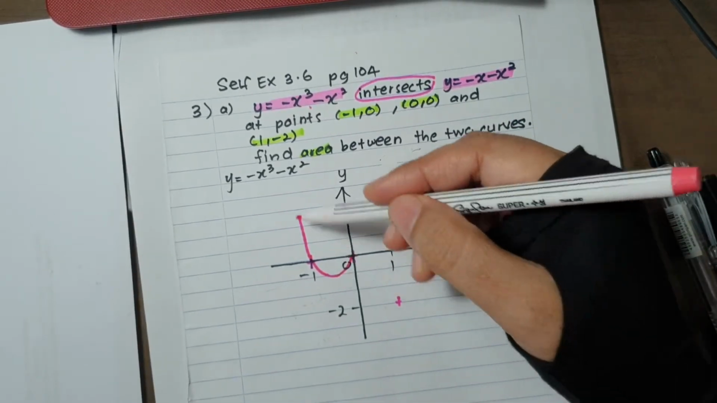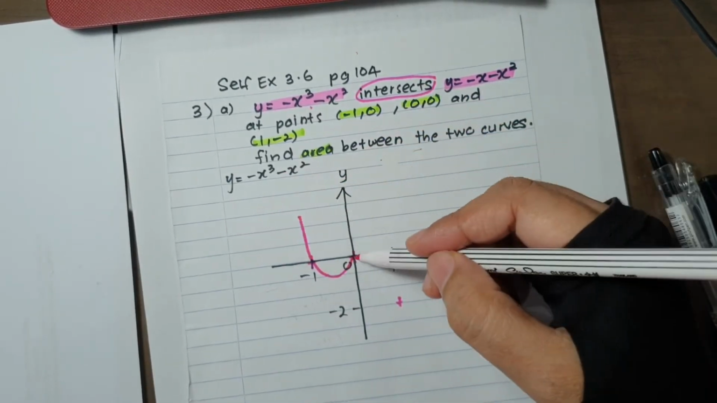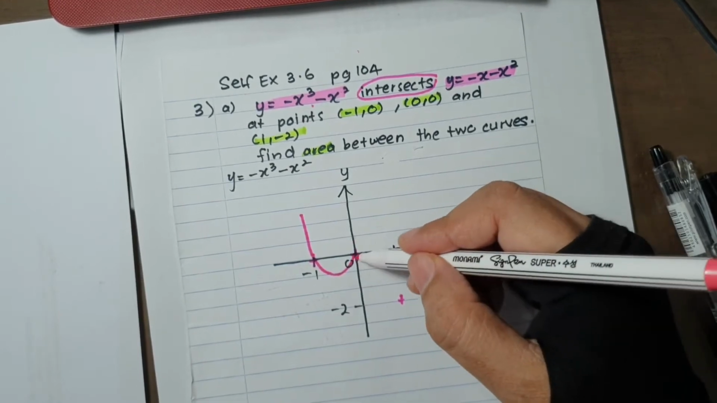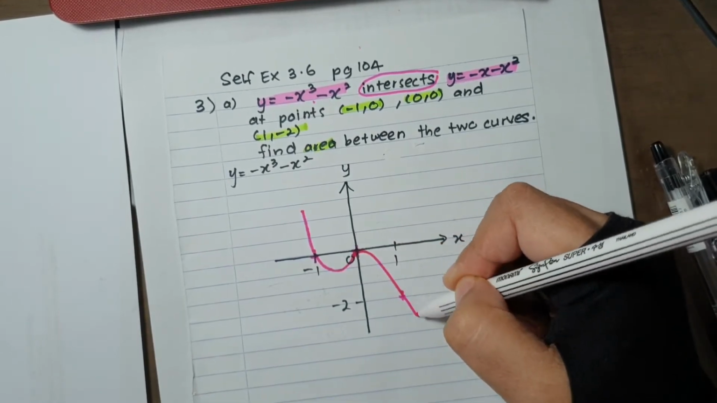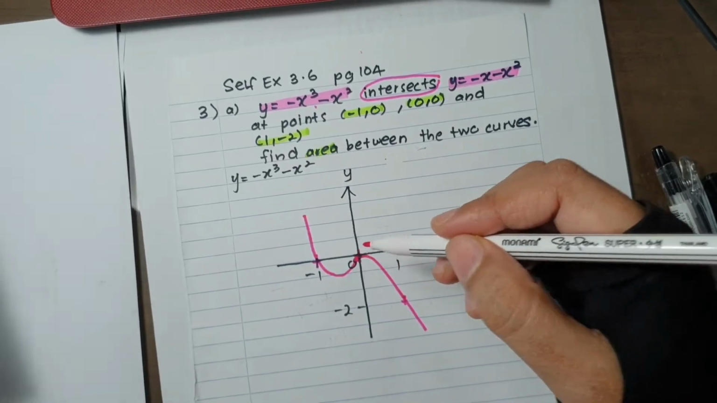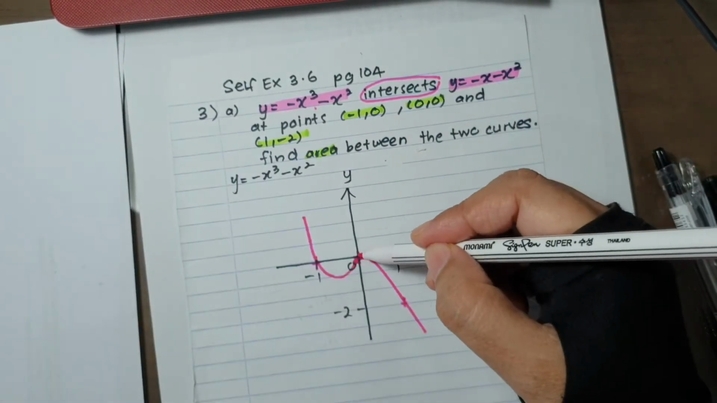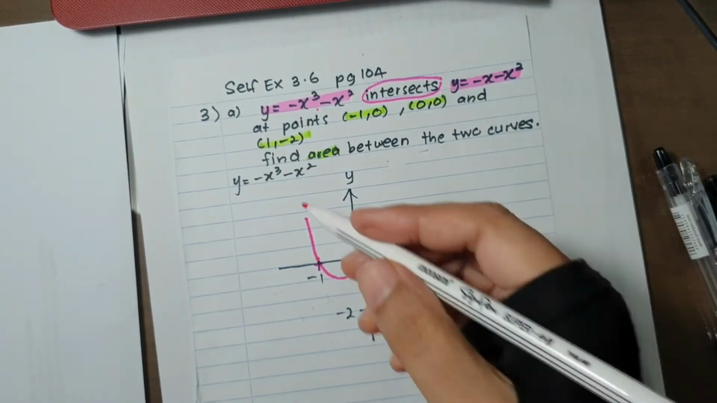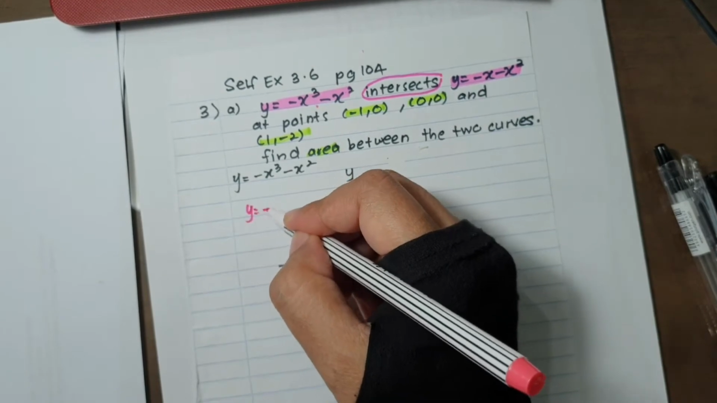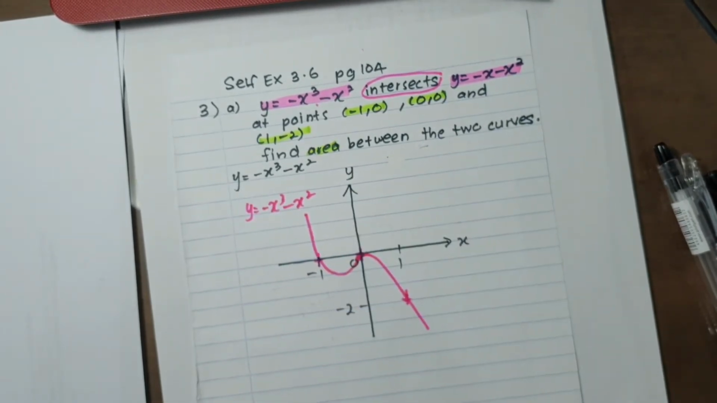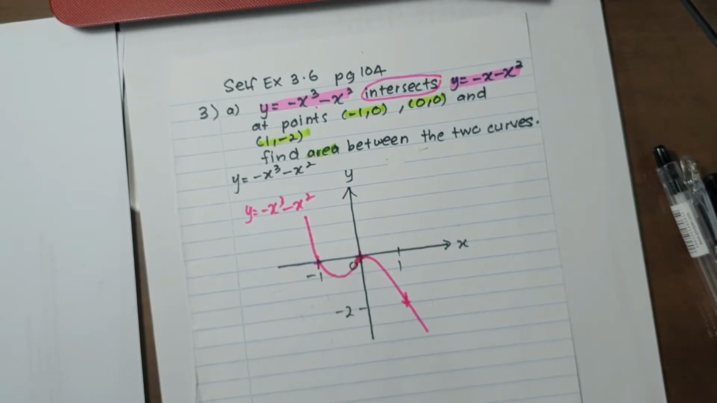It starts from the left, because a is negative. Then the y-intercept is 0, since c is 0, so it touches 0 and then goes down. It looks like that. So this curve equation is y equals negative x cubed minus x squared. Done.